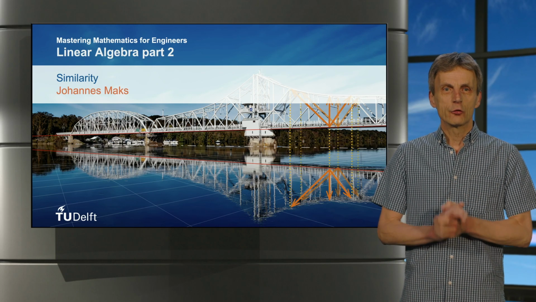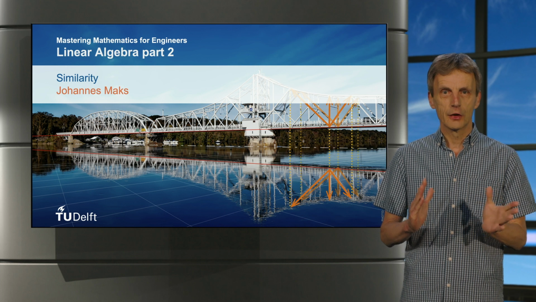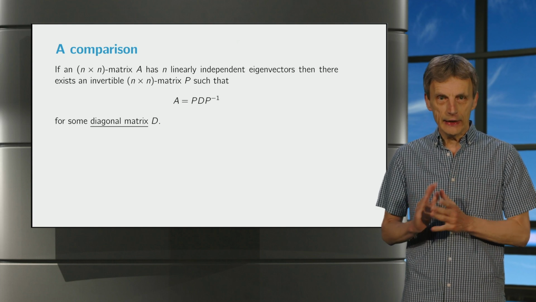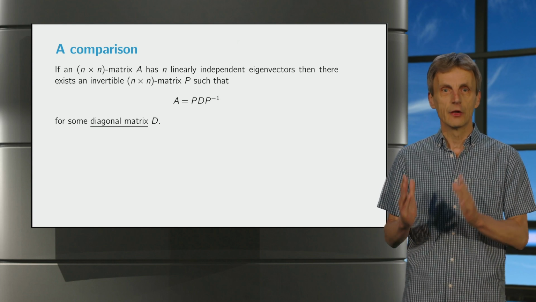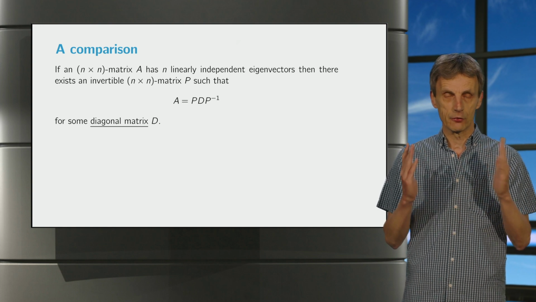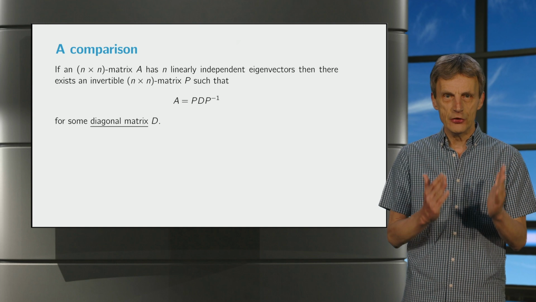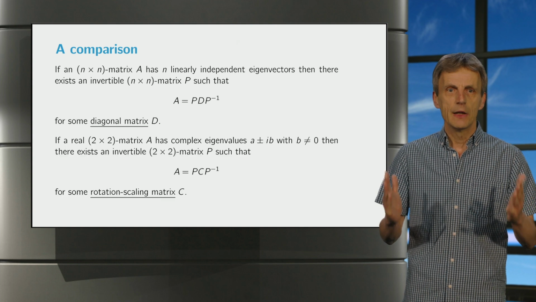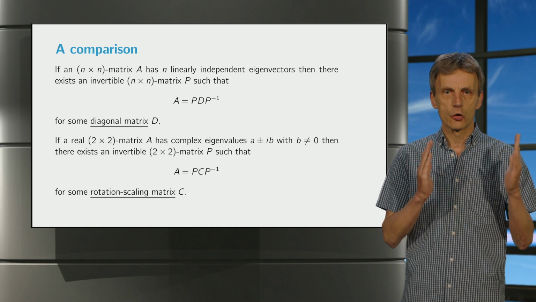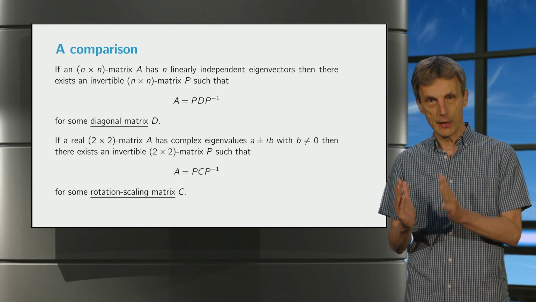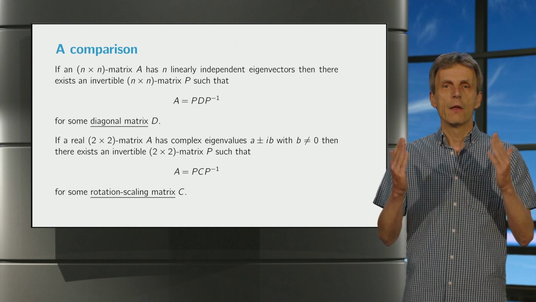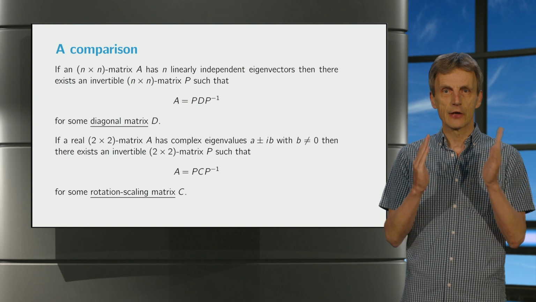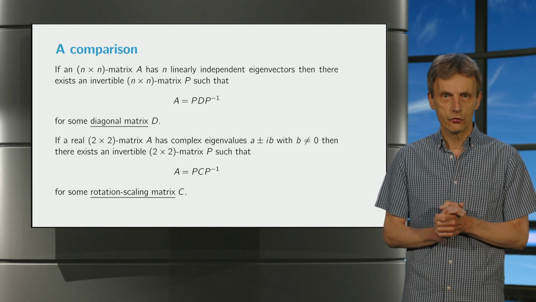Hi, I'd like to start with a comparison of two results that we have covered in two other videos. Number one, if an n by n matrix A has n linearly independent eigenvectors, then there exists an invertible n by n matrix P such that A is P times D times P inverse for some diagonal matrix D. Secondly, if a real 2 by 2 matrix A has complex eigenvalues a plus or minus ib, with b unequal to 0, then there exists an invertible 2 by 2 matrix P such that A is P times C times P inverse for some rotation scaling matrix C.